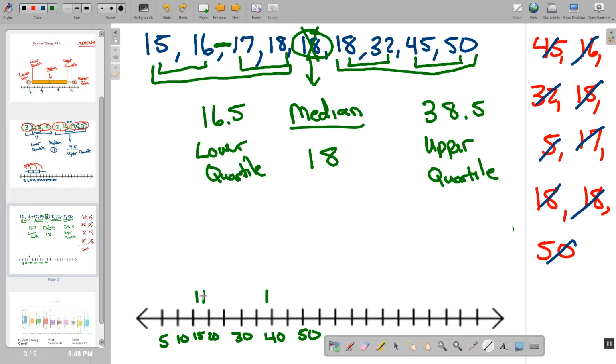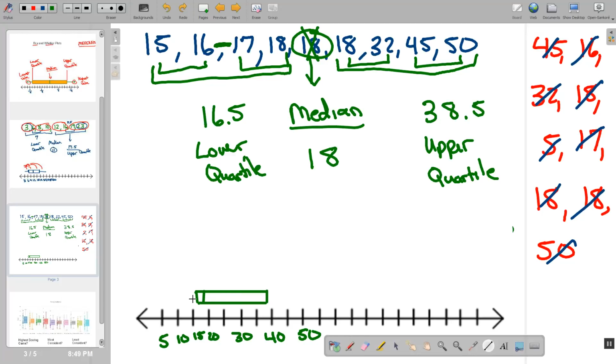Now, if you notice, our box is a little crowded, which basically means that most of our data is condensed into this really small area, which makes a lot of sense because we have 16, 17, 18, 18, 18. So that smaller part of the box has a lot of data in it.